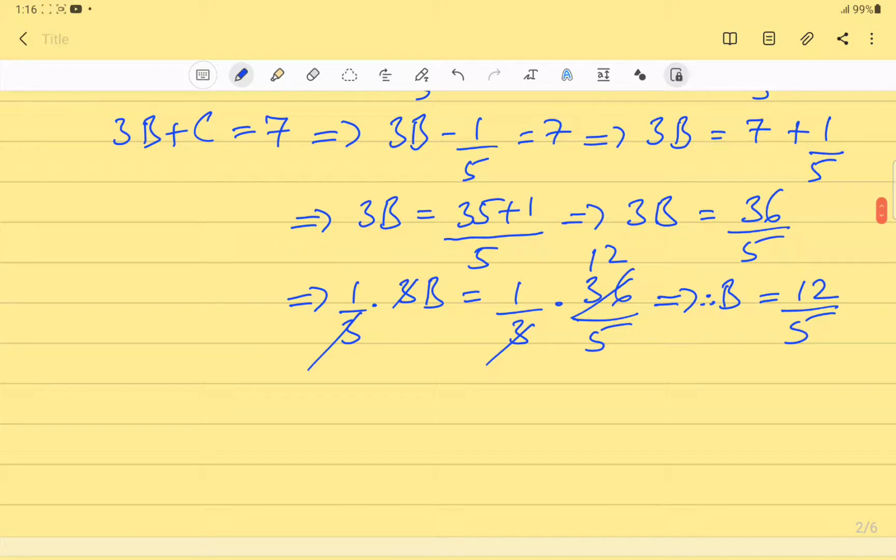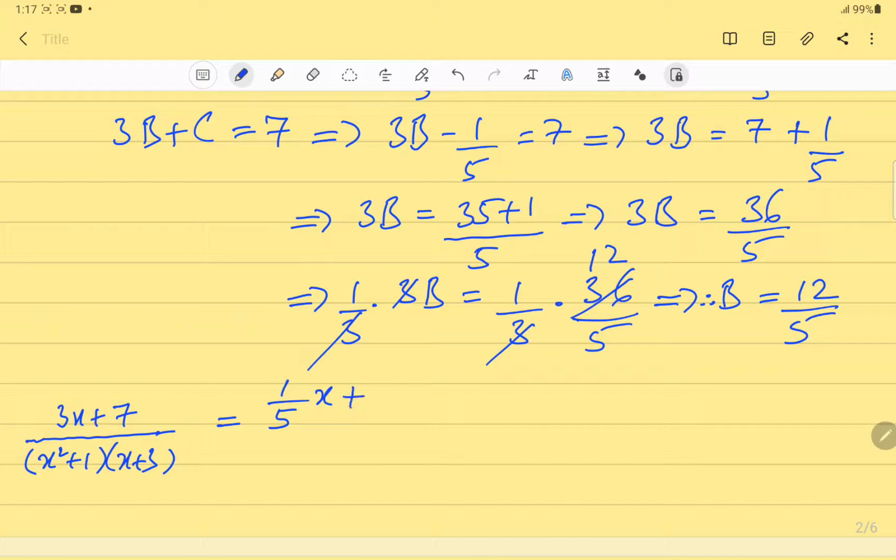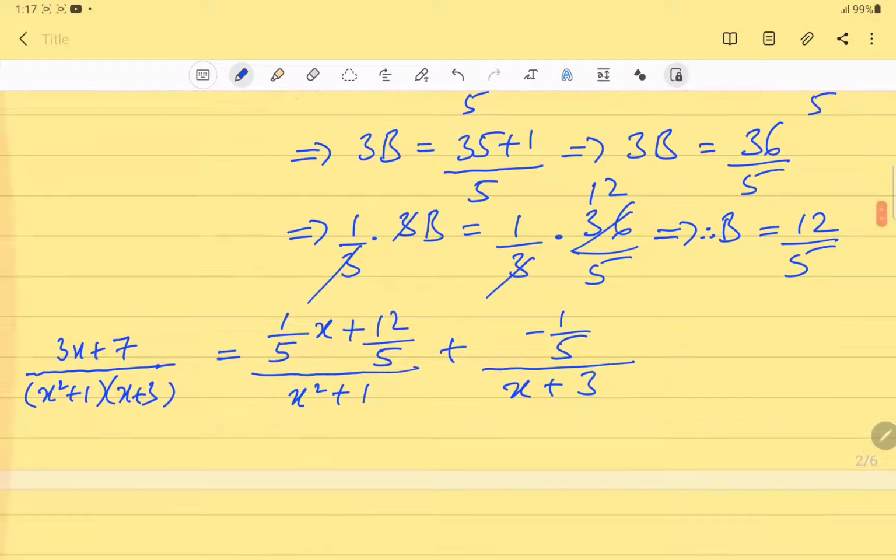So we can write our partial fractions now. 3x plus 7 over x squared plus 1 into x plus 3 is equal to 1 over 5x plus 12 over 5 over x squared plus 1 plus minus 1 over 5 over x plus 3.